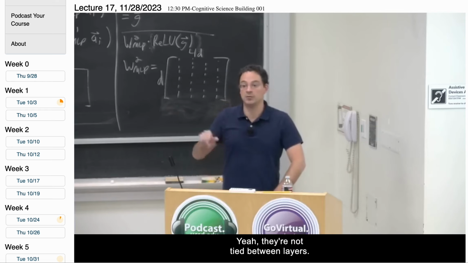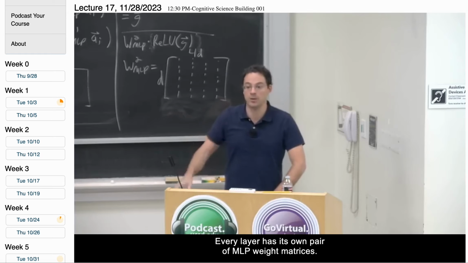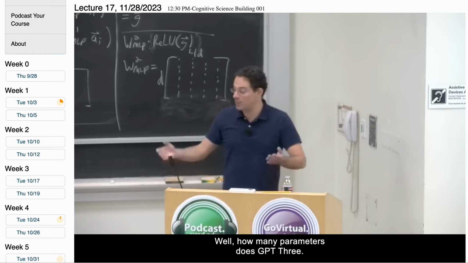No, so they're not tied between layers. Every layer has its own pair of MLP weight matrices. Well, right, and that's why. So how many parameters does GPT-3 have?